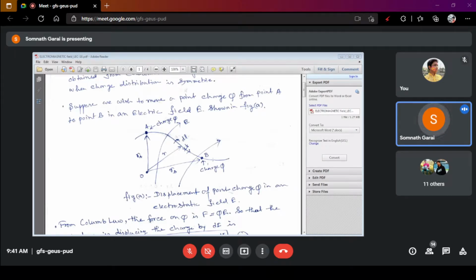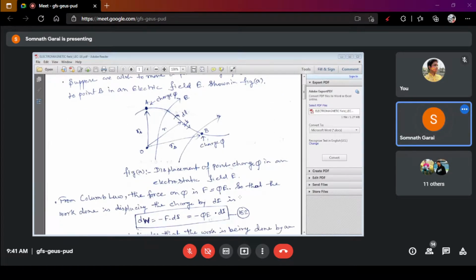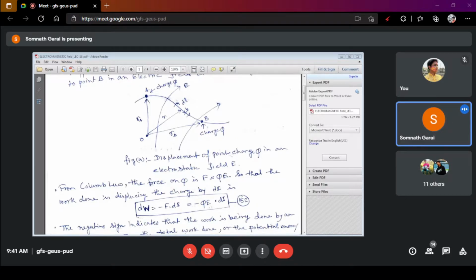dl along this path, that is dl along this path. Now, according to Coulomb's law, we know that the force exerted on the charge q in an electrostatic field E is given by F = qE.